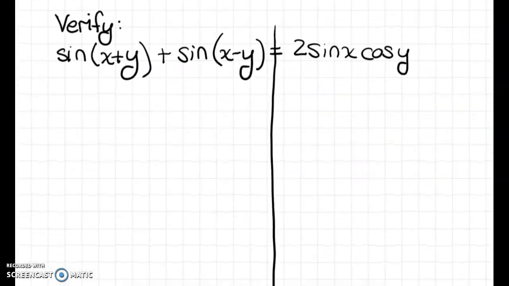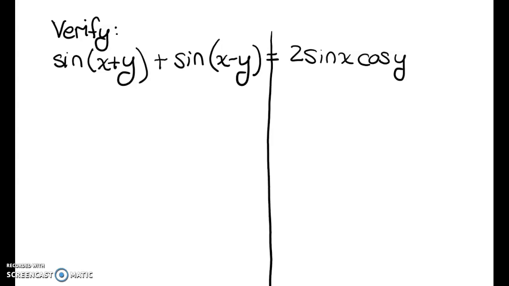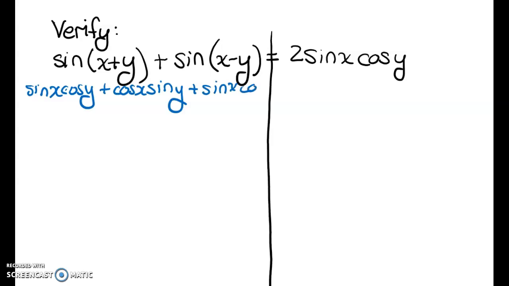So now I think I'm going to do a verification. It says verify that the sine of x plus y plus the sine of x minus y equals 2 sine of x cosine of y. So I'm going to start manipulating the left-hand side, and I'm going to use the formula for the sum and the difference of sine. So I get the sine of x cosine of y plus the cosine of x sine of y. Now for the other one, I get the sine of x cosine of y minus the cosine of x sine of y.